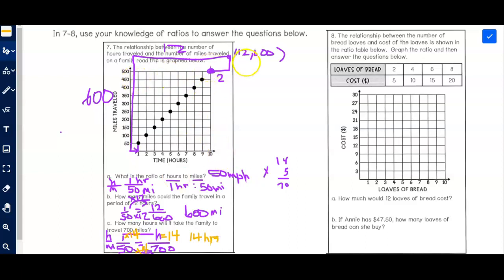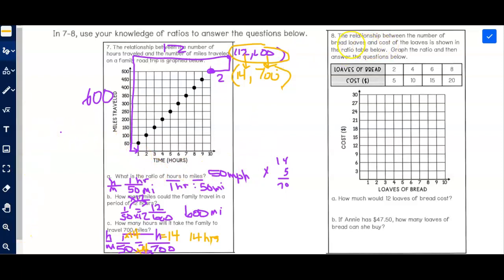And if you think about your graph, we were at 12, 600. If we go up to 14, we're going to go up another 100 miles. Every time I go up by 50 for each hour. So then 2 hours difference from here to here would mean another 100 miles. So that should make sense.